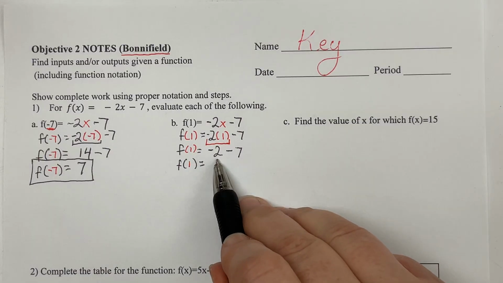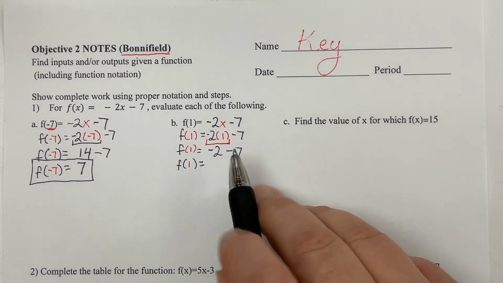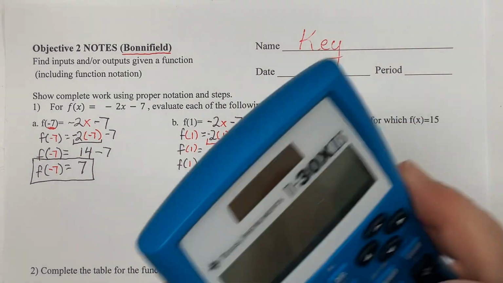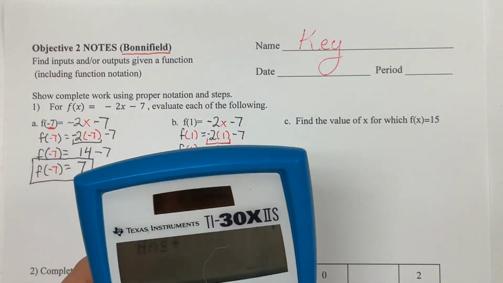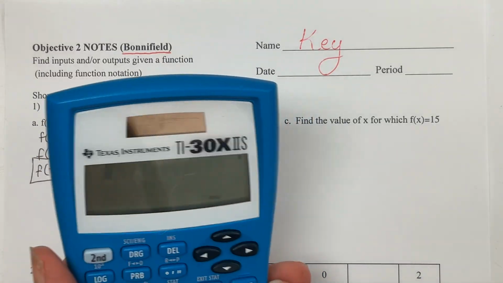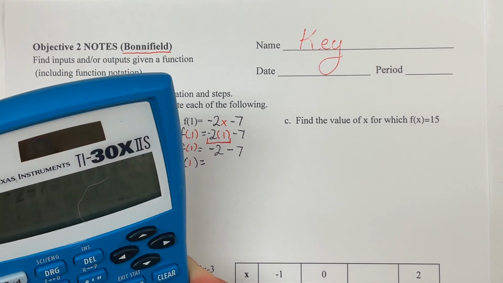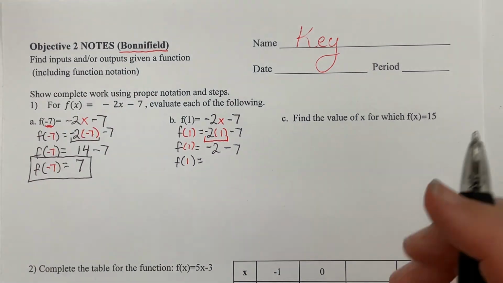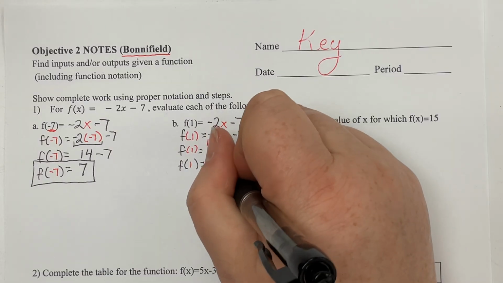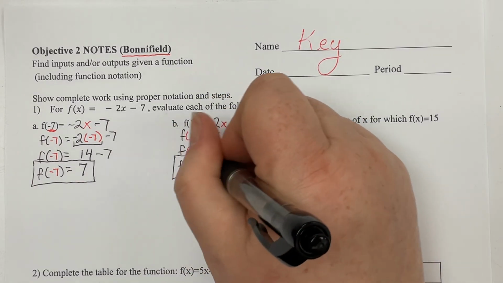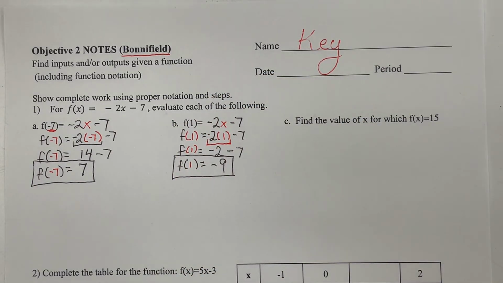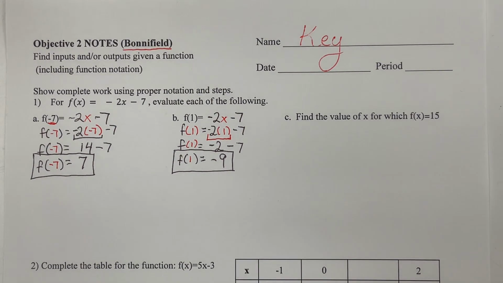Okay, I've got 2 minus 7. I'm going to solve that on my calculator because I don't want to get it wrong, and sometimes negative numbers trip me up. 2 minus 7, negative 5. And that's my final answer. Okay, did our answers match? I hope so. Okay, let's try this next one.